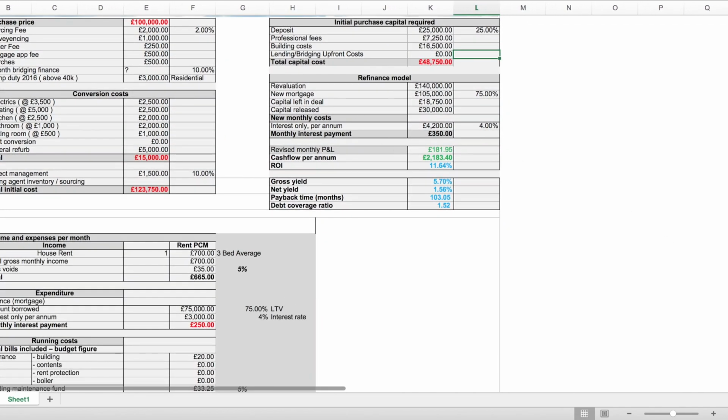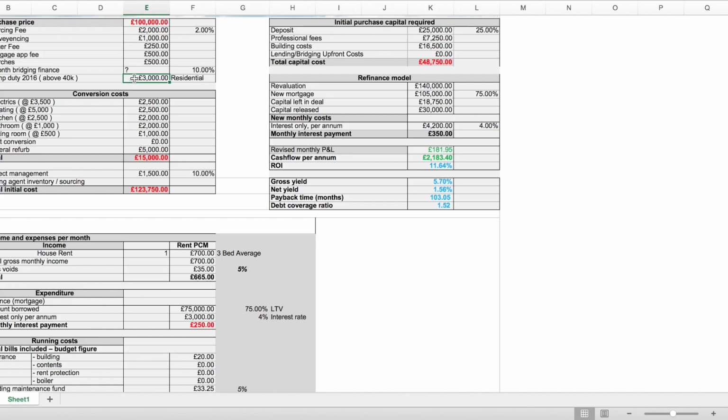So starting off, we have the purchase price. The purchase price of the property goes there. And then these are all of your professional fees down here. So you've got sourcing, conveyancing, so that's your solicitor. You've got a broker fee, mortgage application fee, searches, which is part of your conveyancing process. And then you've got your stamp duty at the bottom.